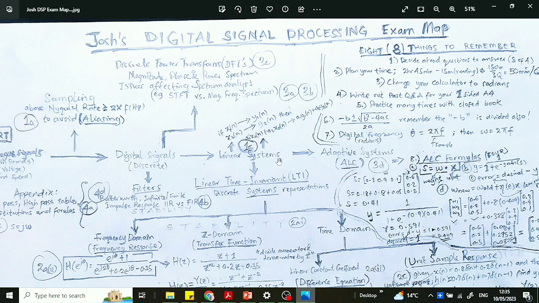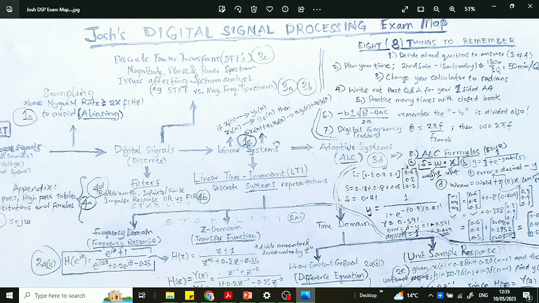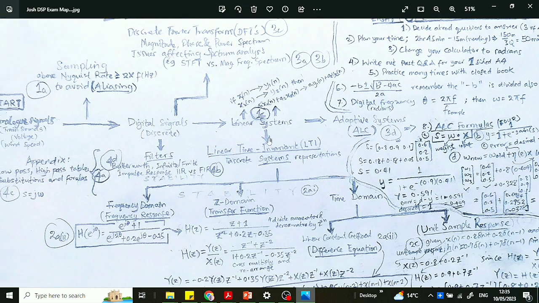It's just some story. Now, apart from linear systems, there are adaptive systems, and that's your question 3D. We're going to touch that later. So let's move on along the path. Now there are linear time invariant systems, or linear time invariant discrete systems.